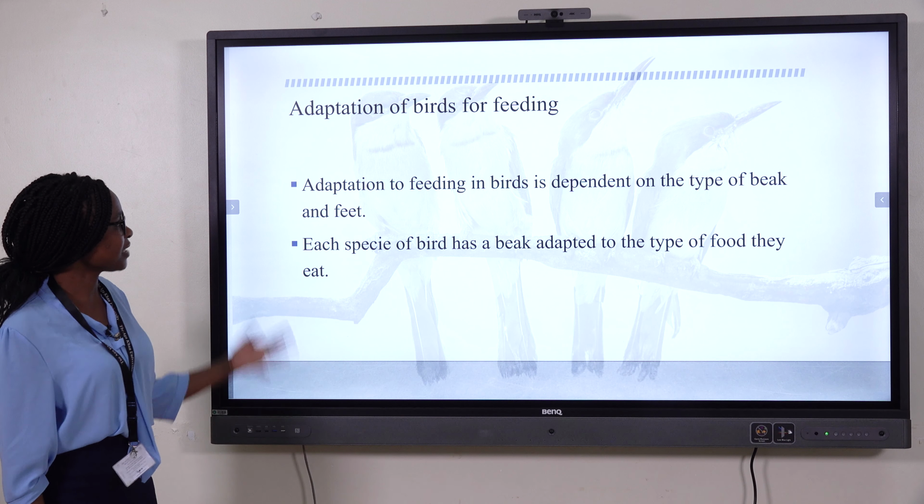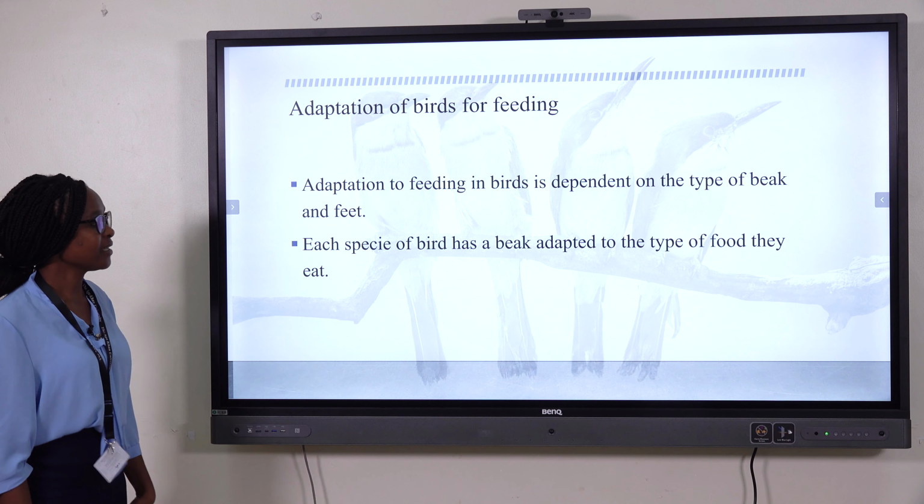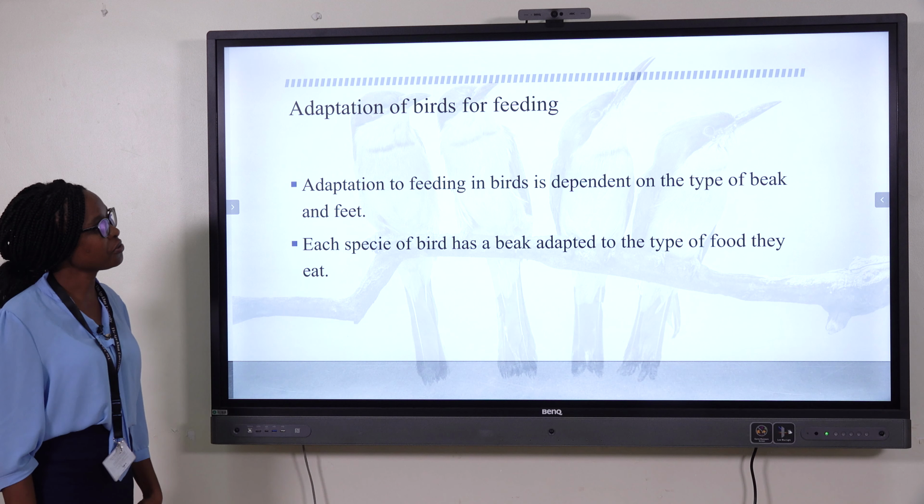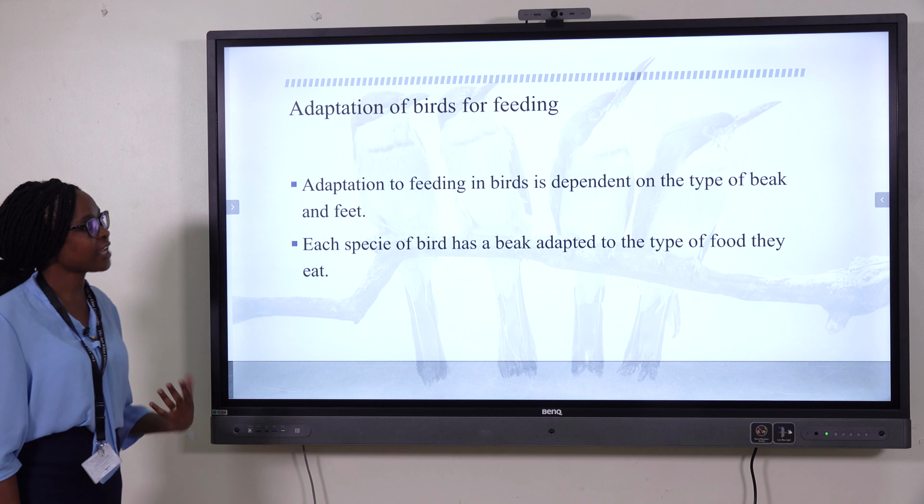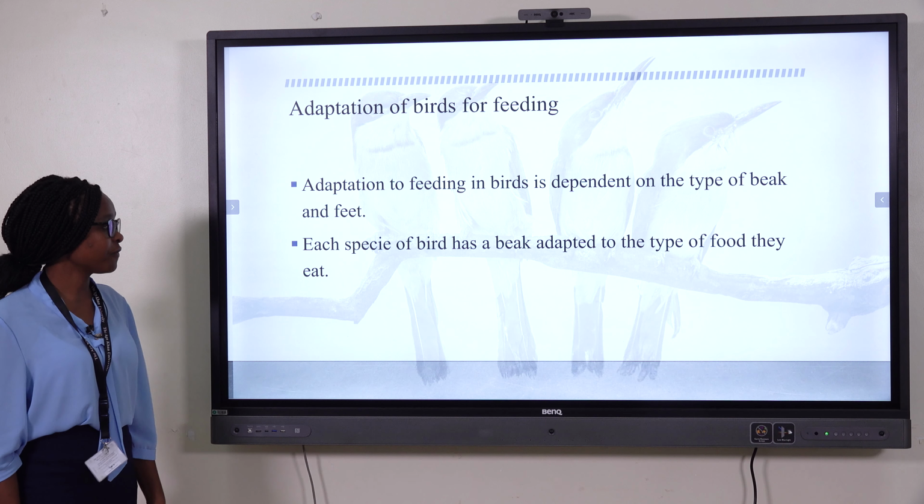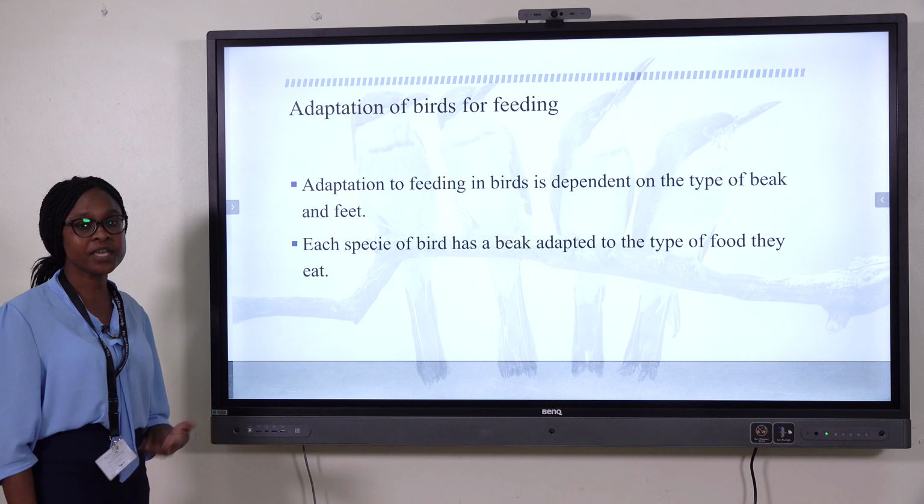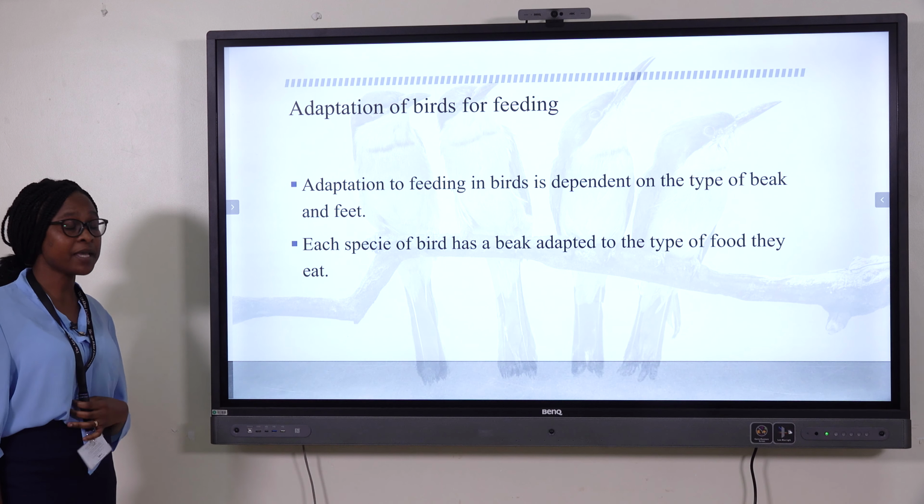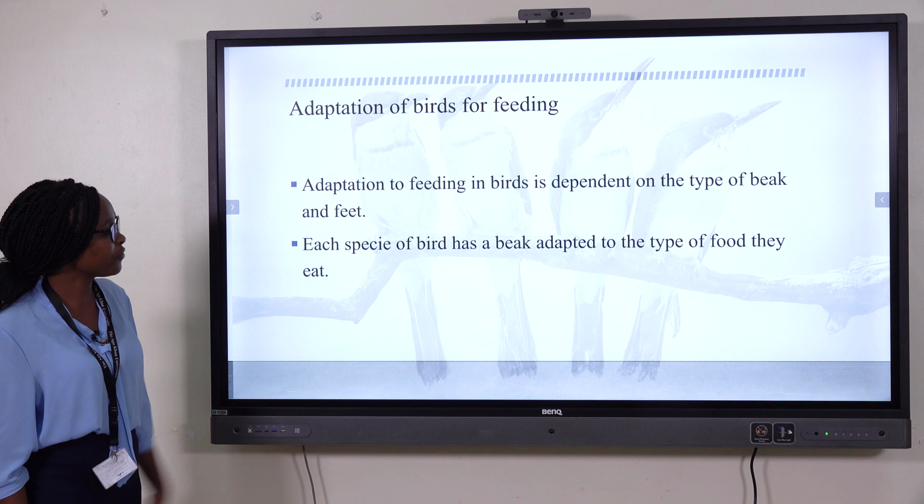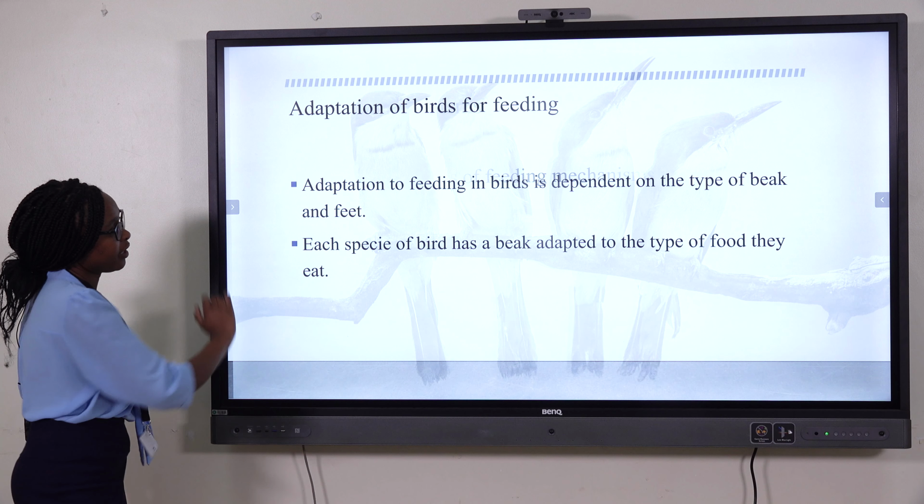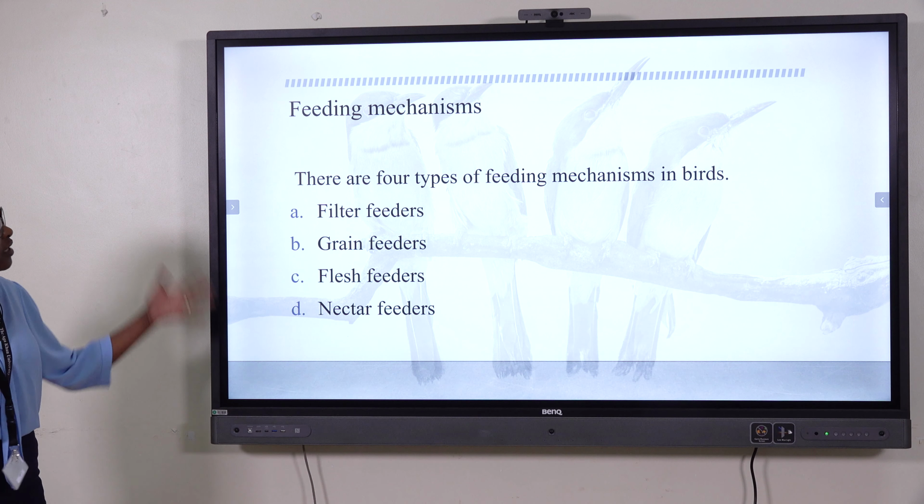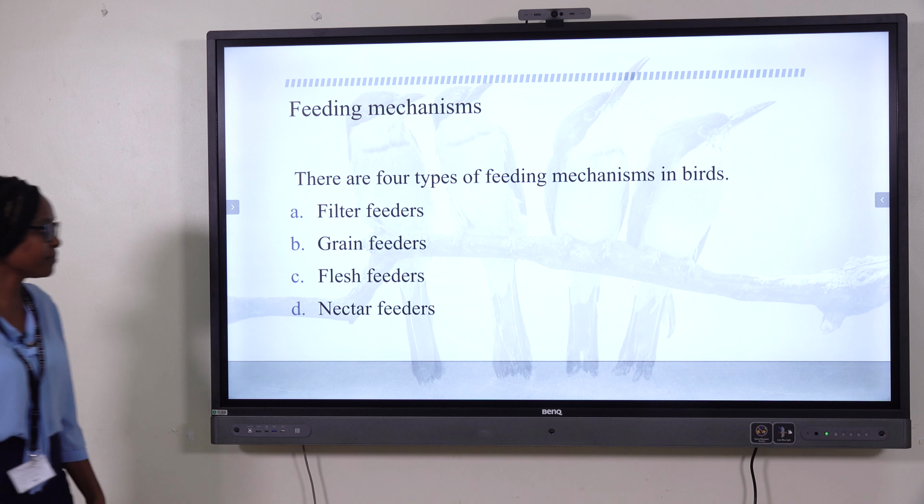So we are looking at adaptation to feeding in birds. The adaptation of birds depends on the type of beak or feet. The type of beak or feet that a bird has will determine the type of food they eat. And from there, we are going to see the 4 types of feeding mechanism in birds.